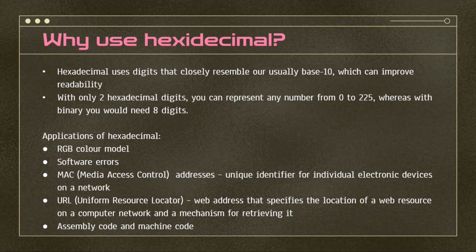Hexadecimal uses digits that closely resemble our usual base 10, and it also uses the letters A to F. With only 2 hexadecimal digits, you can represent any number from 0 to 255, whereas in binary you would need 8 digits. So some applications of hexadecimal: the RGB color model, software errors, MAC addresses, which are a unique identifier for individual electronic devices, a URL, which is a web address that specifies the location of a web resource on a computer network and the mechanism for retrieving it, and also assembly code and machine code.